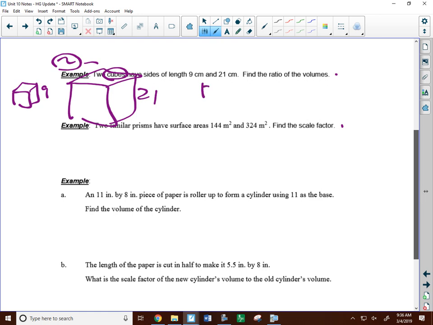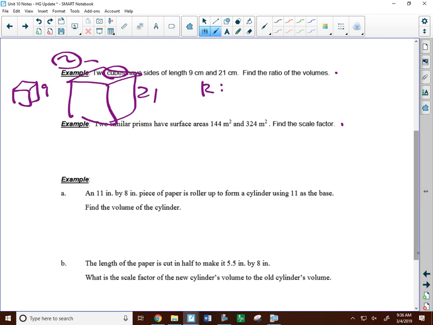Well, what we can get is k. Again, I'm writing k now for scale factor. So k, I can get that ratio. You want to use 9 to 21 or 21 to 9? 9 to 21. Scale factor or ratio? Ratio of the volumes?